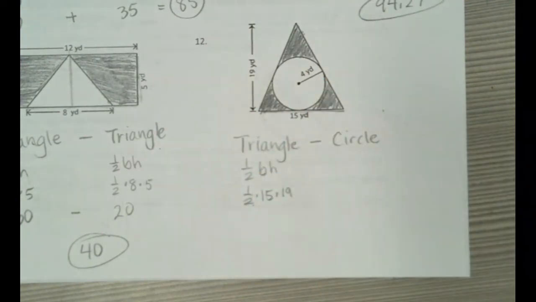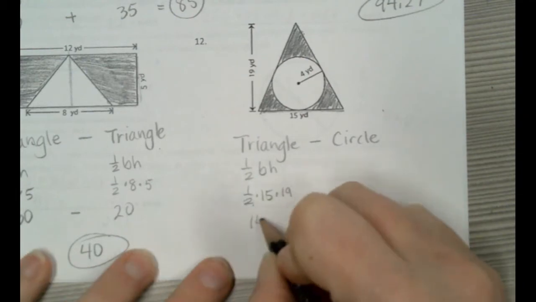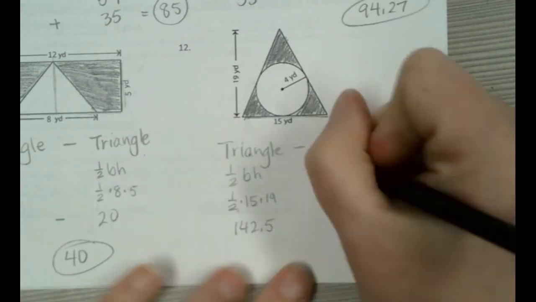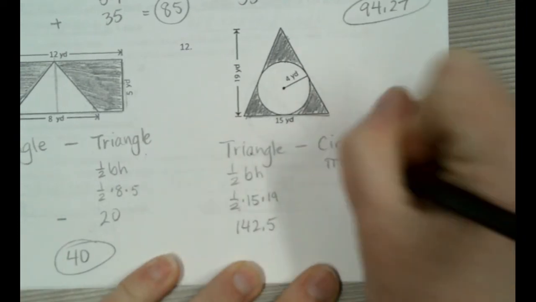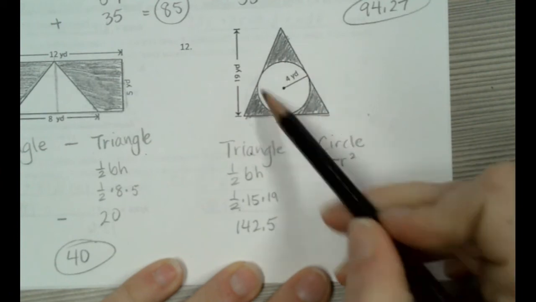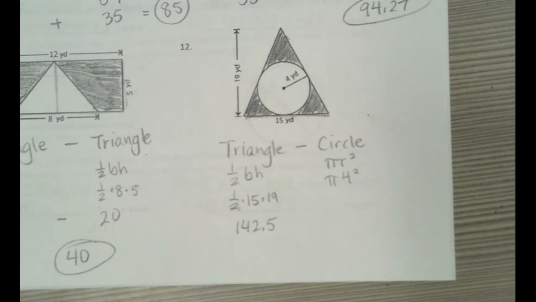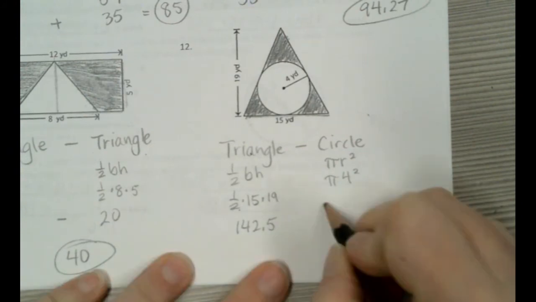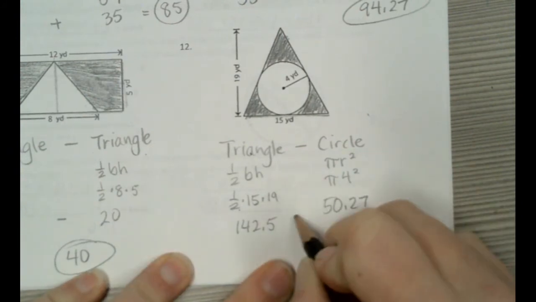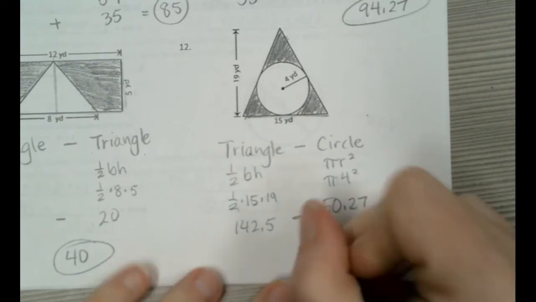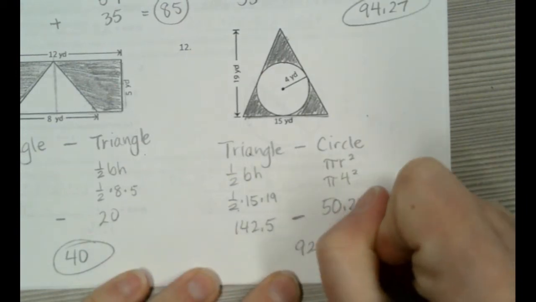So let's see what that gives us. 1/2 times base times height. I got 142.5. And then now time for the circle, which the formula is pi times radius squared. The radius of this circle is 4. So that's what I'm plugging in the formula. And that gives me 50.27. And I'm going to subtract 142.5 minus 50.27. And that gives me a leftover area of 92.23.